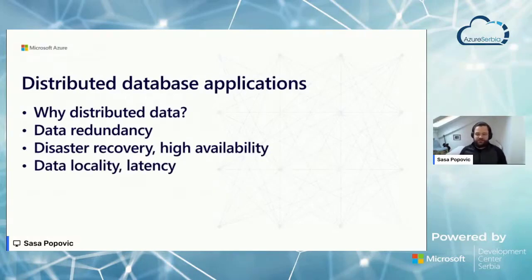Then some applications are very sensitive to latency, so data locality is important. For these applications, they cannot afford to run queries on servers that are on different parts of the continent or different parts of the globe. So for these kind of applications, we are distributing data on servers that are geo-distributed, so that they are collocated with the applications that will consume the data.